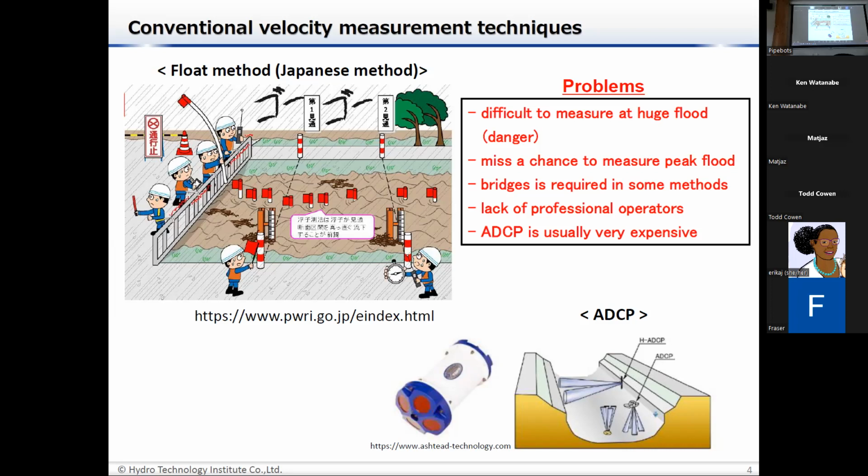One alternative approach is to use ADCP, shown here. It is considered one of the most reliable measurement instruments, but since ADCP can be easily damaged by floating objects during flood, we can't use it in severe flood. Moreover, as ADCP is very expensive, it is difficult to use it at many measurement sites at the same time.